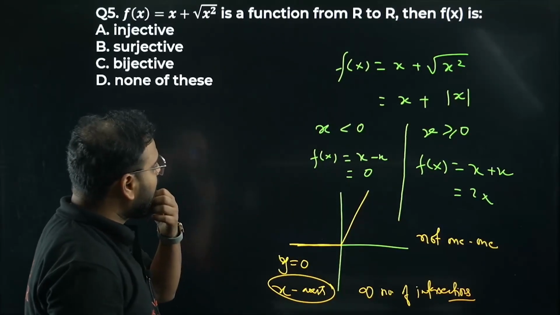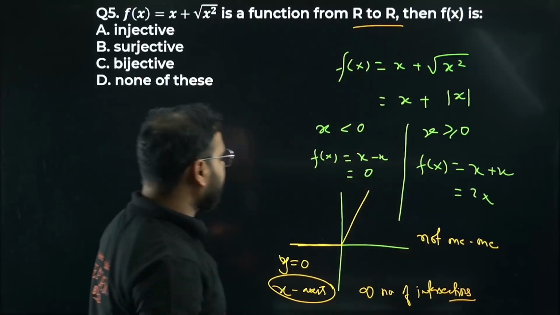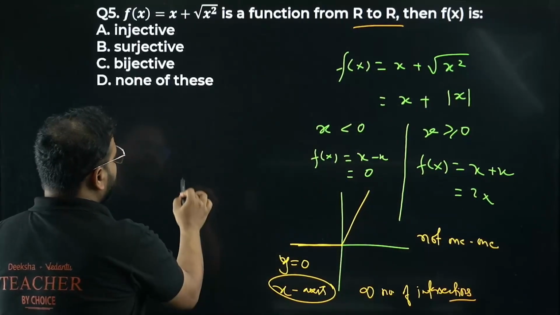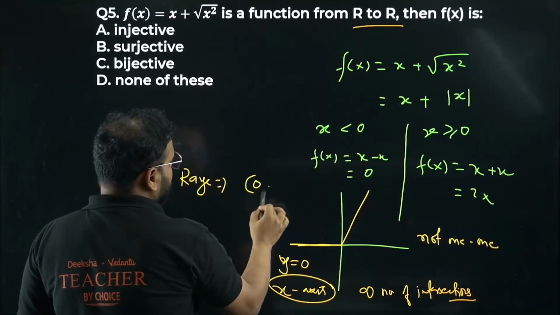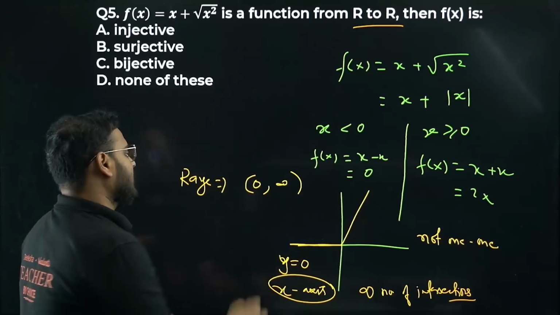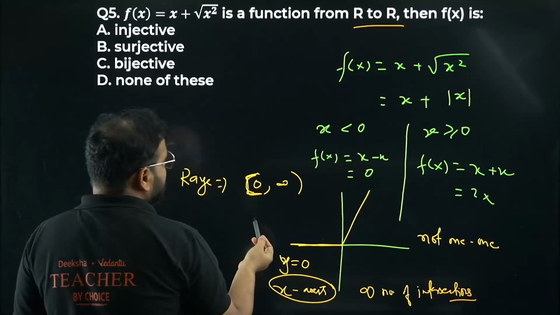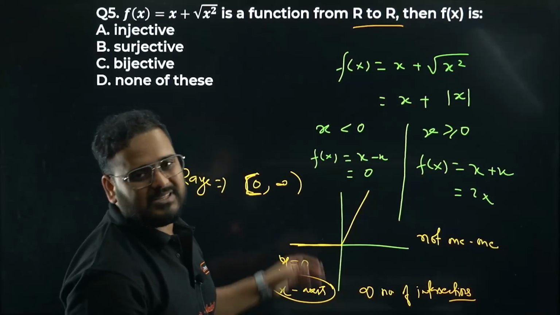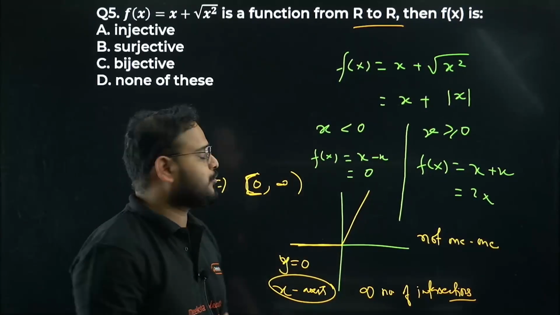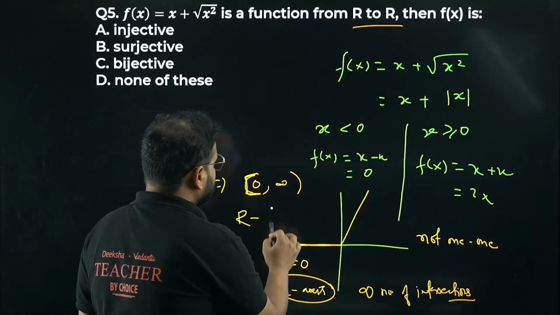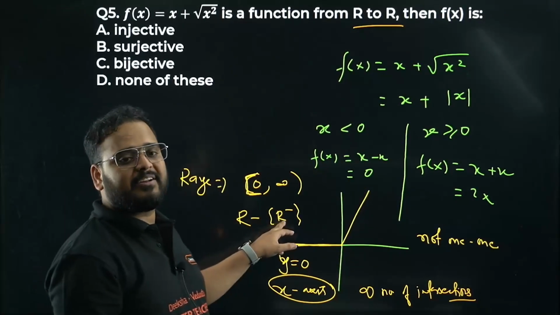Next, onto. It is defined from real to real. So what is the range over here? The range is coming as 0 closed to infinity open. Basically, it's called R plus and 0. Both have to be true. Or basically, R minus R negative: from the real numbers, remove the negative real numbers.